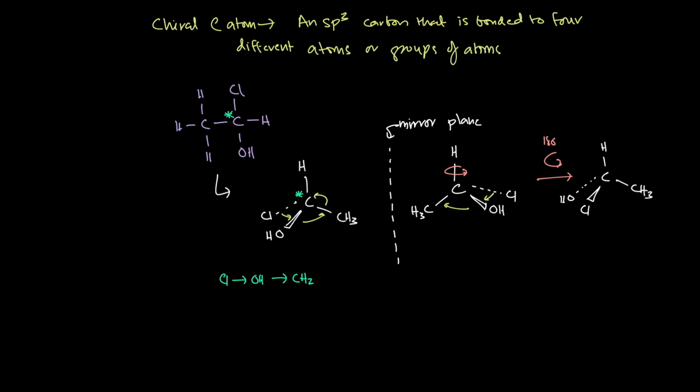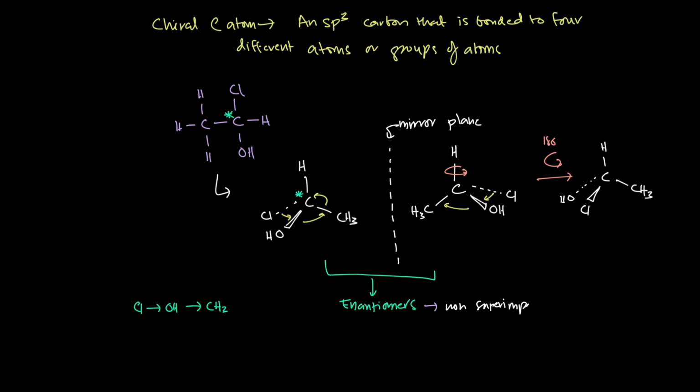These two are different compounds, and these are called enantiomers. They are a special type of optical isomers. Enantiomers are defined as non-superimposable mirror images of each other. Non-superimposable means non-identical. You can't overlap one on the other.